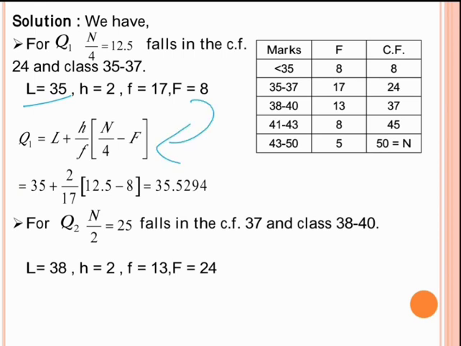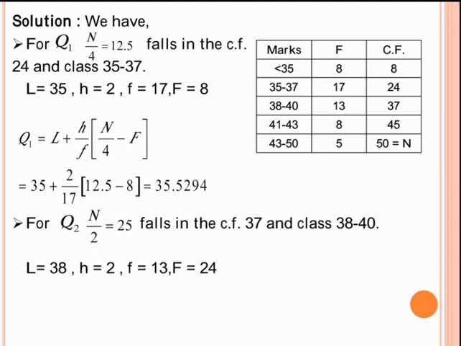We'll put this in the formula of Q1. On calculating this, we get 35.5294 as the value of Q1. Now here you will need the value of Q2. I will make you understand why we will need Q2 over here. Okay, so Q2 equal to N by 2. N by 2 is 50 by 2, that is 25.